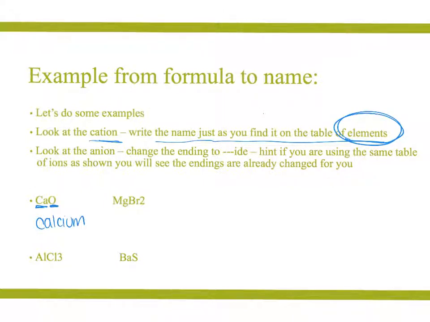Okay, and then I'm going to look for oxygen, or the O, and you can do it two ways. You can know that O is for oxygen, but then you have to remember that the ending changes from EN to IDE, so it's oxide now. Or you can simply just look on your table of ions and see that it's going to be calcium oxide.